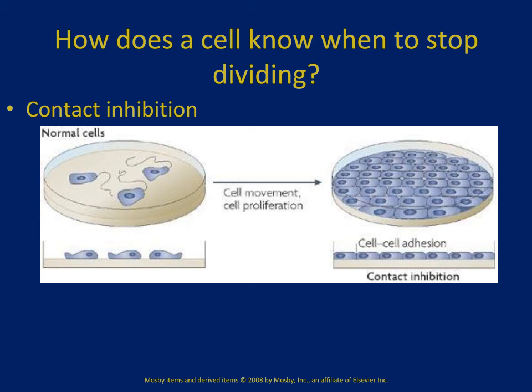Now, most cells in the body do have an ability to divide, but they also have to be able to tell when not to divide. And so most cells in the body demonstrate a property called contact inhibition. That is, if I take some cells and put them in a nutrient agar in a petri dish, we'll see that those cells will continue to reproduce and divide until they form a single layer across a petri dish. Once that happens and they contact the sides, they will effectively stop dividing.